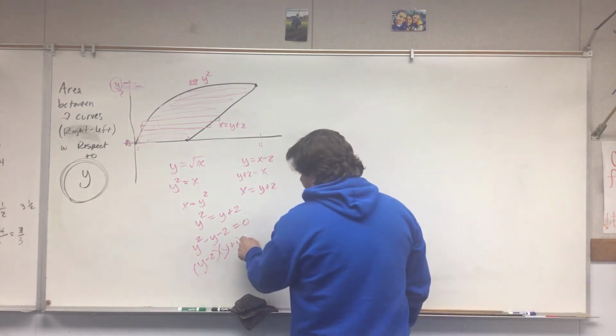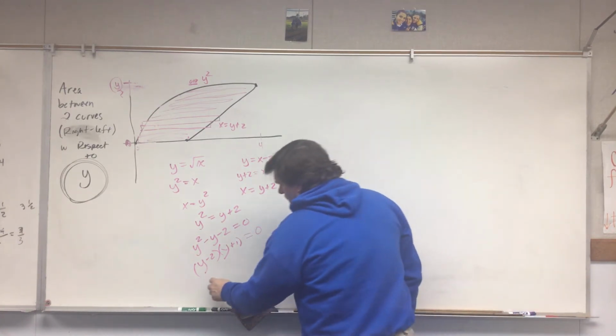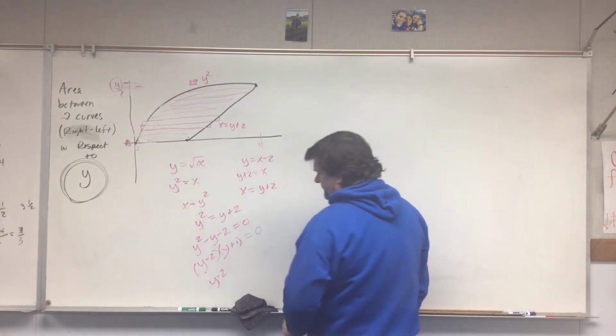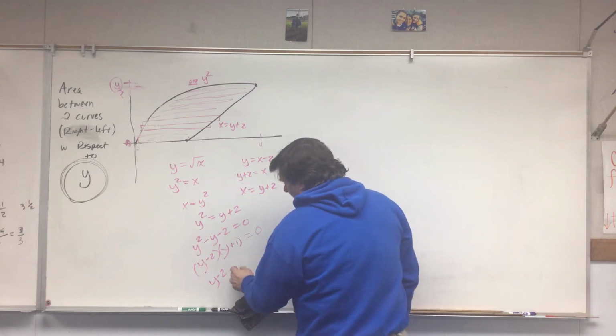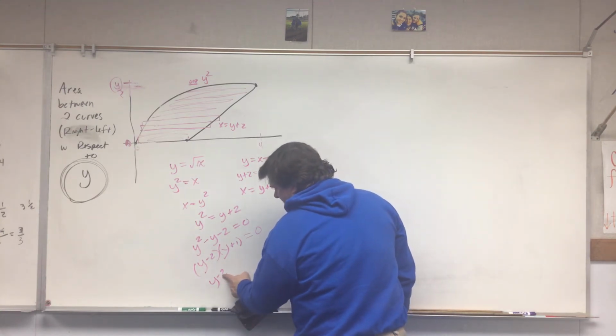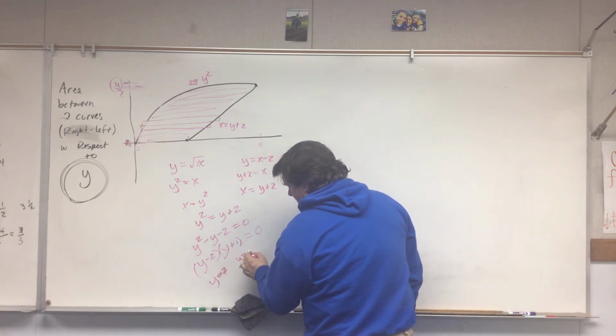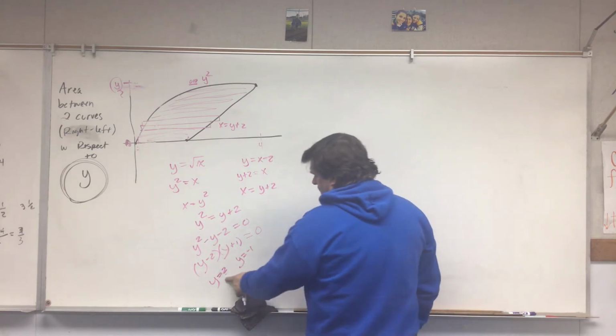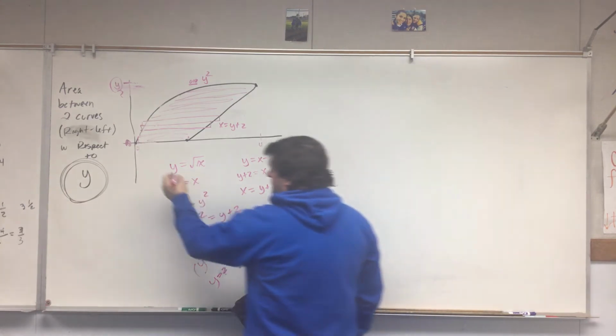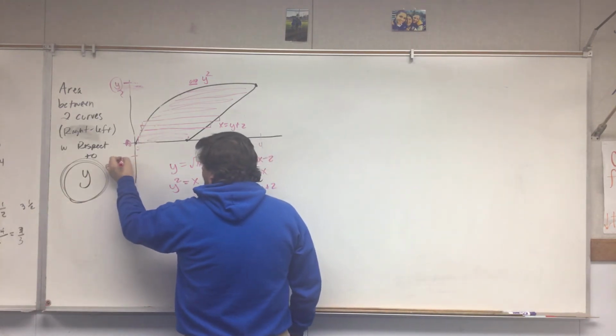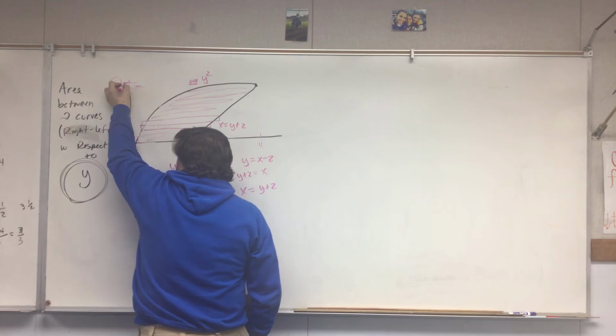Okay, and that equals 0. y equals 2, and y equals negative 1. All right, so we have two values here: y equals negative 1 and y equals 2.